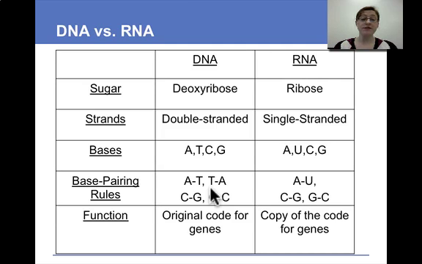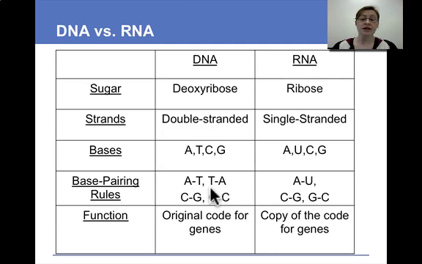The other main difference is the bases. So A, T, C, and G, those are the bases that we find in the 4 nucleotides of DNA. In RNA, we don't have a T, we have a U instead. And so that's going to change up the base pairing rules a little bit because of that.